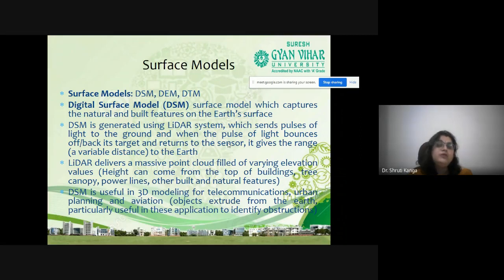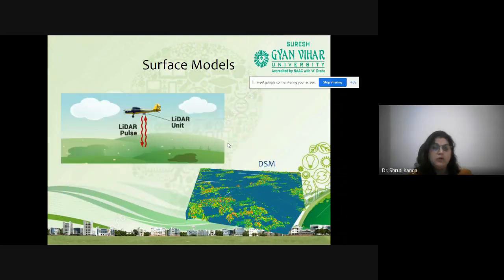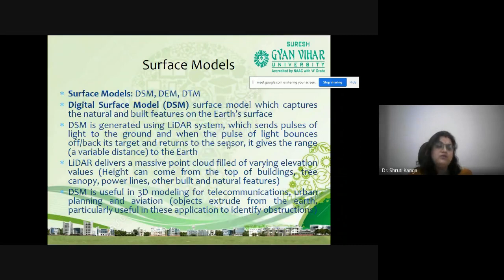Then we have different kinds of surface models. Now, surface models are those models which represent the topography of that particular area with reference to its elevation, contour, height, and then the slope, aspect, etc. So in case of raster datasets, we have DSM, digital surface models, digital elevation models, and digital terrain models. Now, what is DSM, digital surface model?